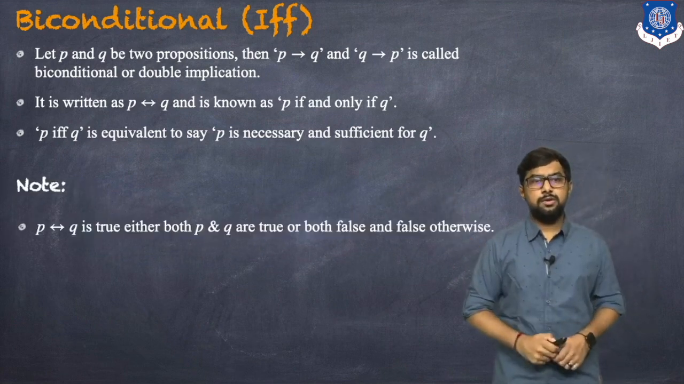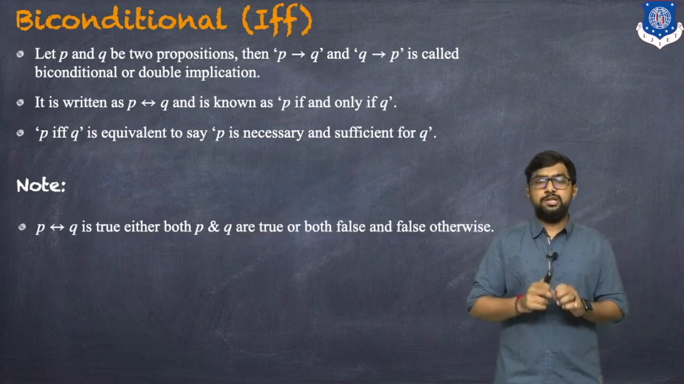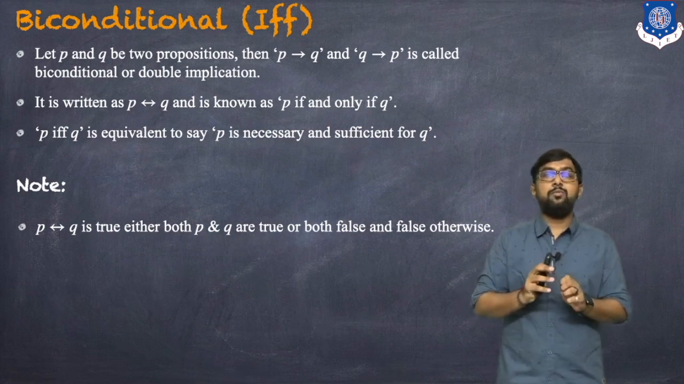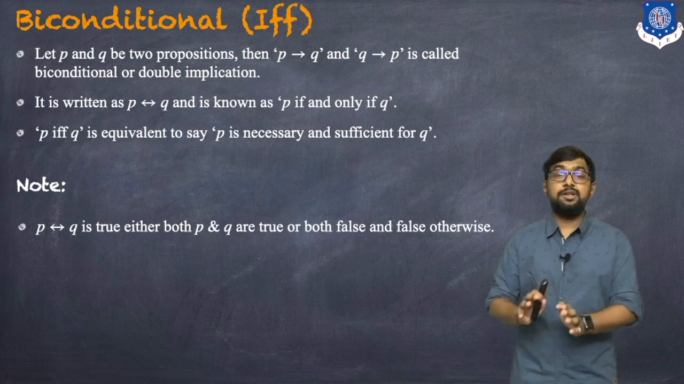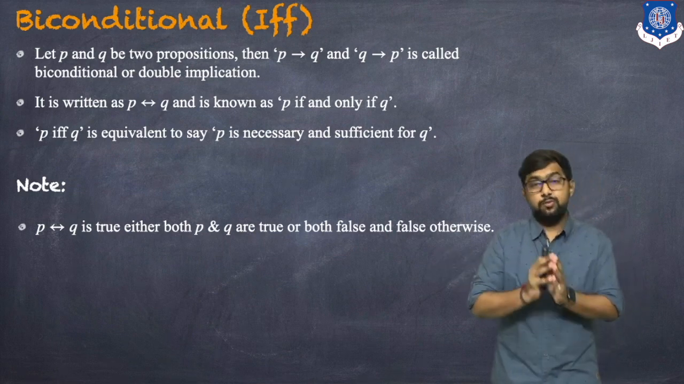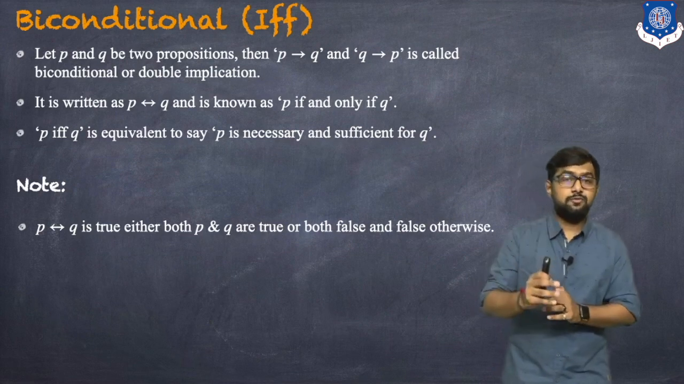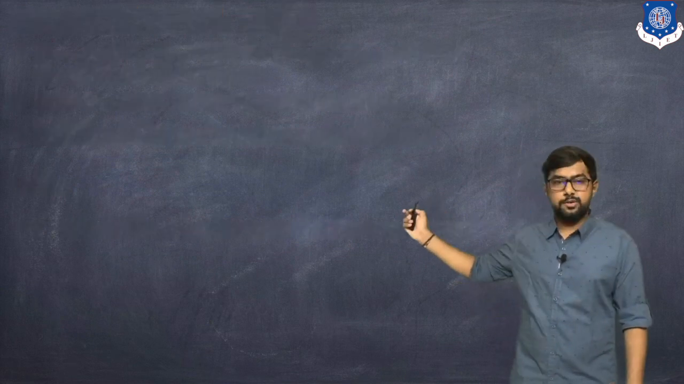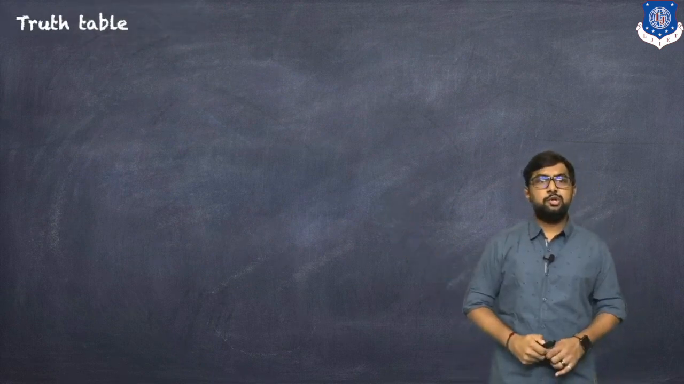Note, P double implies Q is true either when both P and Q are true or both P and Q are false, and it is false otherwise. Again, it is true either both are true or both are false, and false otherwise. So this is also important to construct the truth table. So let us construct a truth table.